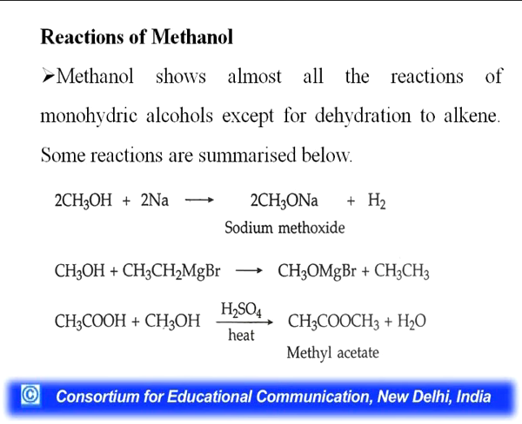Reactions of methanol. Methanol shows almost all the reactions of monohydric alcohols except for dehydration to alkene. Here are some reactions. You can see first of all methanol reacts with sodium, a metal, to give sodium methoxide. Then methanol when it reacts with ethyl magnesium bromide will give you the addition product. Then when it reacts with acetic acid, it will give you an ester, that is methyl acetate.